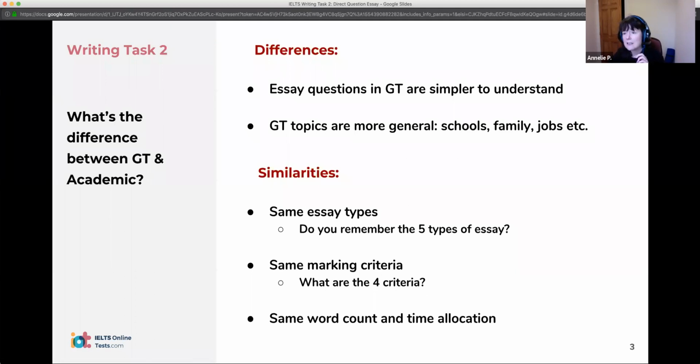Can anybody give me the minimum word count for the task 2? Okay, very good. Yes, Canella and Julian, minimum of 250. And yes, Fahad's already ahead of me. The time allocation is 40 minutes. Okay, and you do need 40 minutes to write a full essay and have time to plan and to check afterwards. So more similarities than differences, but it is more general in the general training and more simply phrased, I would say.